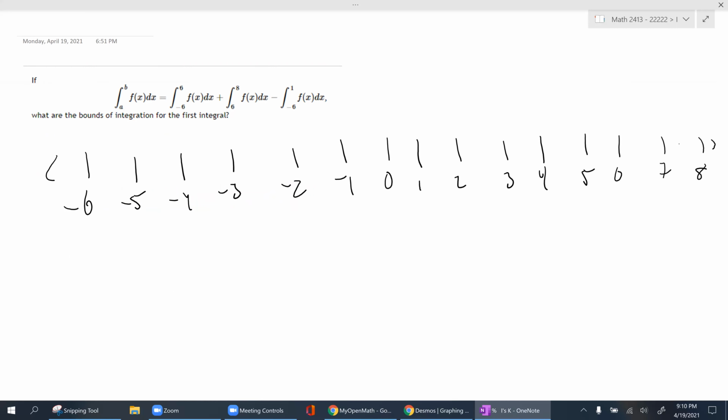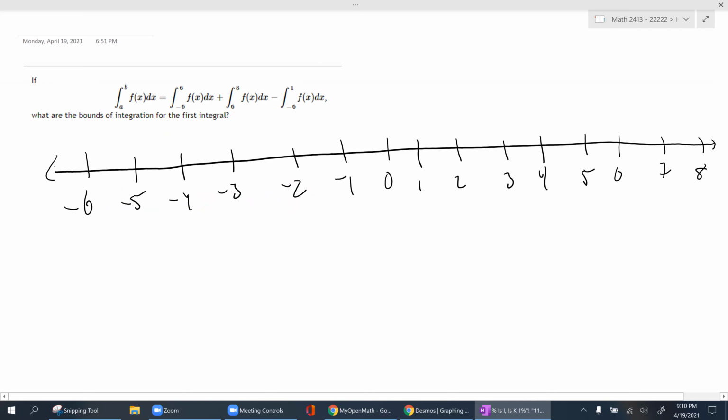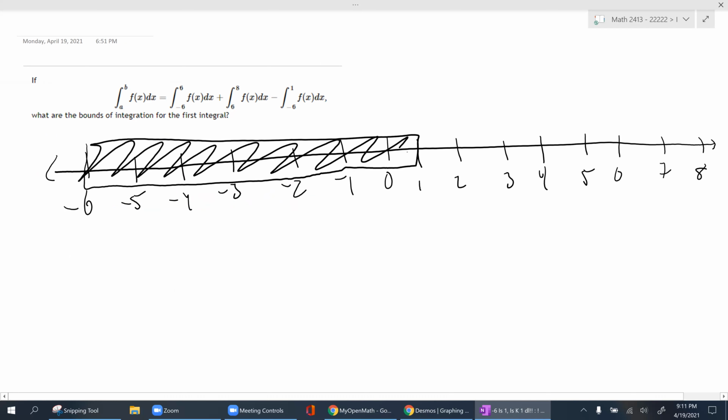Okay, something like that. You can keep going to the left and to the right. So I know that I have a space between -6 and 6. All right, that's what I'm starting off with. The first one, I have my integral between -6 and 6.